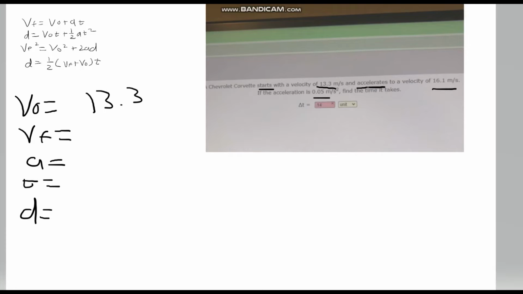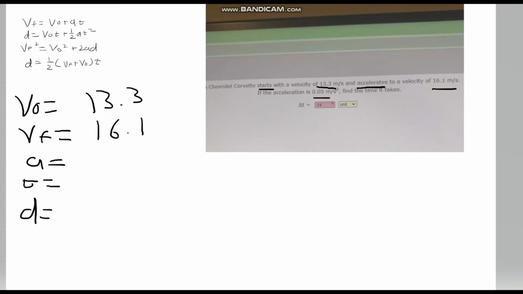Velocity is basically speed with direction. Without a direction, it's just speed, okay? So that's the way you can think about it. So it's getting faster and faster. That's what the acceleration is. So it gets faster, and now it's 16.1 meters per second.